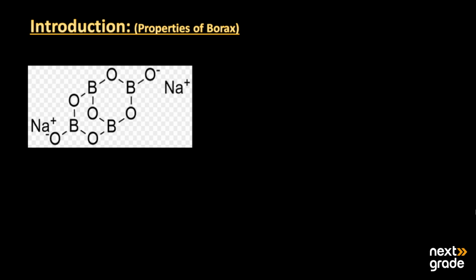So the topic that we will discuss today is about the properties of borax. First of all, we will look at the structural formula for borax. If I write its molecular formula, we have two sodium atoms combined with four boron atoms along with seven oxygen atoms. So this is the main formula for borax, Na2B4O7.